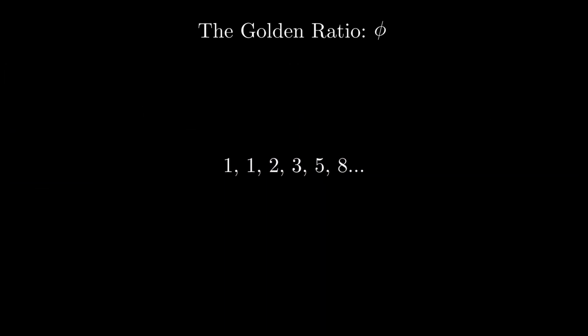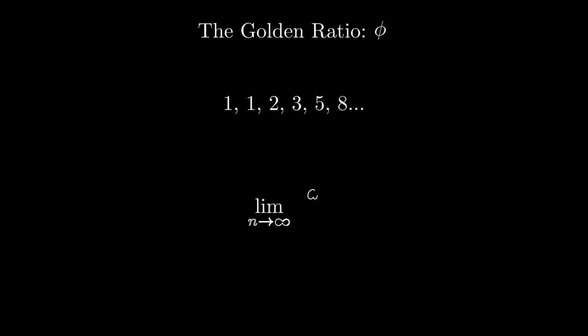Phi can also be derived from the Fibonacci sequence. Specifically, phi is equal to the limit as n approaches infinity of a sub n over the previous term. So 1 over 1, 2 over 1, 3 over 2, 5 over 3, 8 over 5, and so on, eventually approaches phi. Now remember, the nth term of the Fibonacci sequence is the sum of the two previous terms.